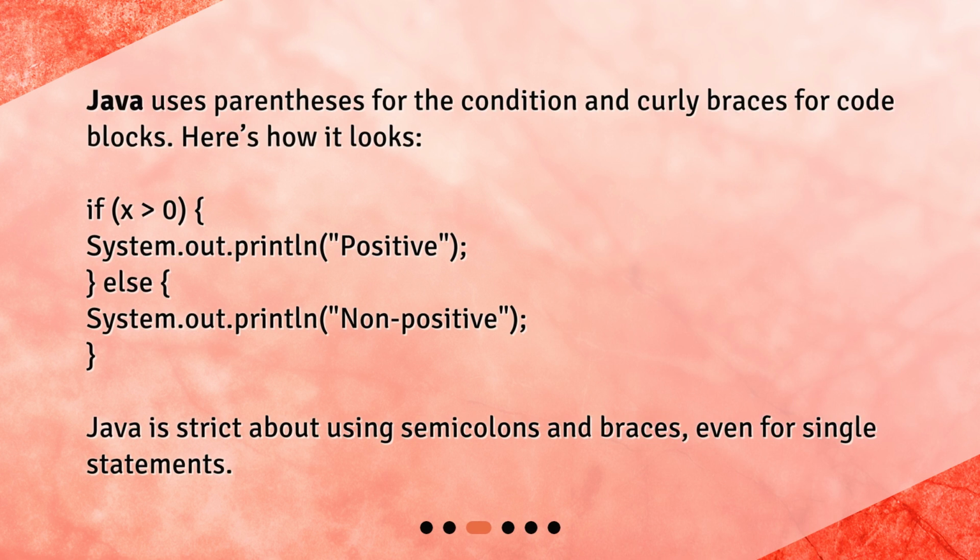If-else in Java. Java uses parentheses for the condition and curly braces for code blocks. Here's how it looks. If x equals 0, System.out.println positive. Else, System.out.println non-positive. Java is strict about using semicolons and braces, even for single statements.